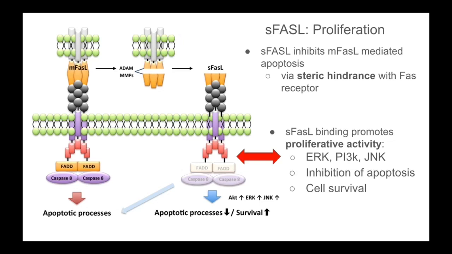And this inhibition occurs because S-Fas-L binds to the Fas receptor via steric hindrance. S-Fas-L binding promotes proliferative activity by signaling for proteins known as ERK, PI3K, and one called JNK. And activity of these proteins inhibits apoptosis and results actually in cell survival.